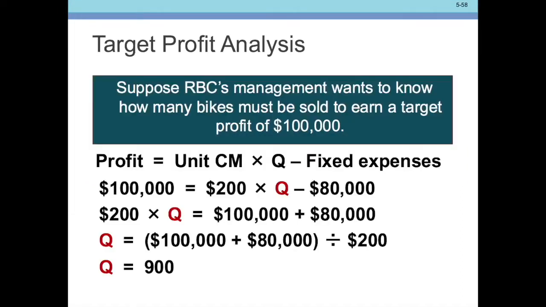So if we have an example here, suppose RBC's management wants to know how many bikes need to be sold to earn a target profit of $100,000. Well, we're solving for Q. So profit is $100,000, the $200 contribution margin times Q, which is a variable, minus $80,000. And if you rearrange that a little bit with some algebra, you'll find out that you need 900 bikes. You need to sell 900 bikes at current pricing to equal your $100,000 profit.